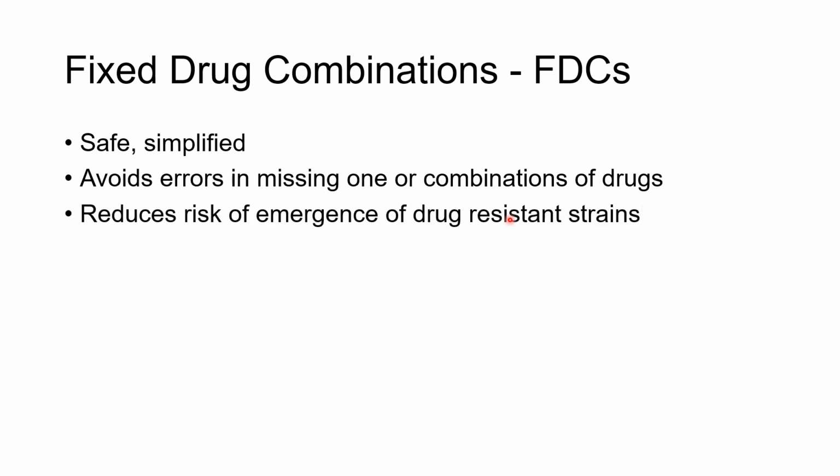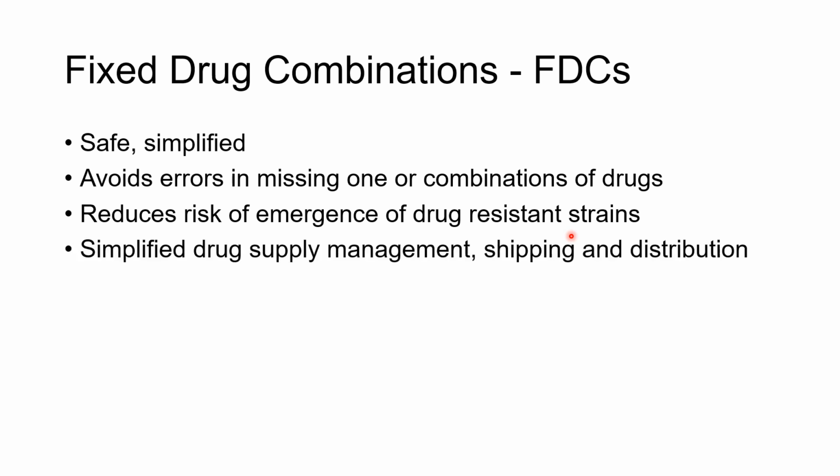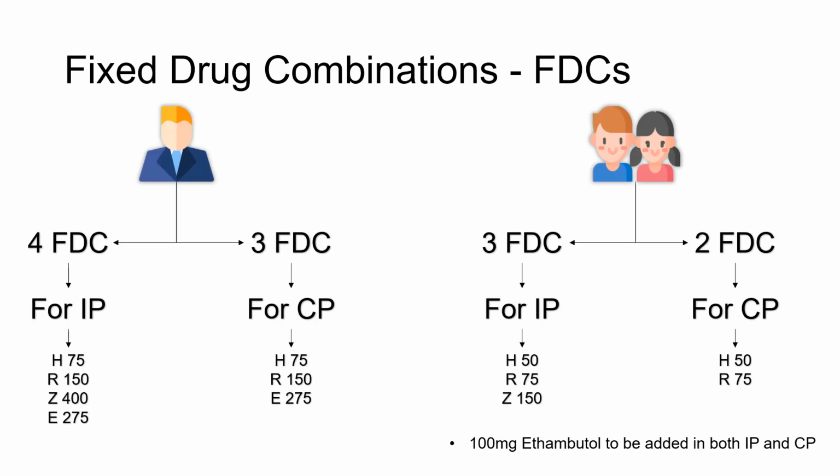Third thing is it reduces the risk of emergence of drug resistant strains. As much as the patient takes the appropriate therapy, there will be less chance of evolution of resistant strains. So if we give all the drugs in a single tablet, the patient will not miss any drugs and there will be less chance of evolution of a drug resistant strain. Next is it simplifies the drug supply management, shipping and distribution, because one tablet has to be transported in place of 4 tablets.